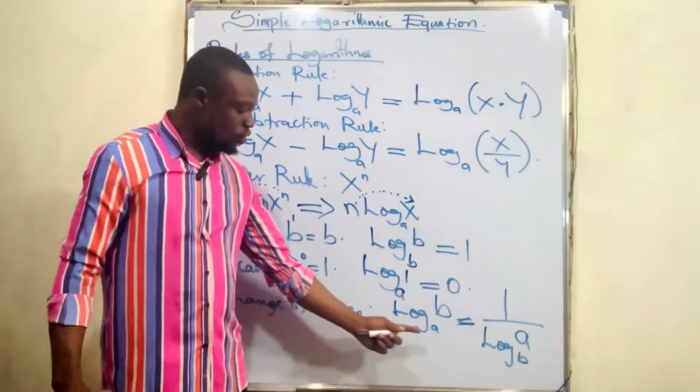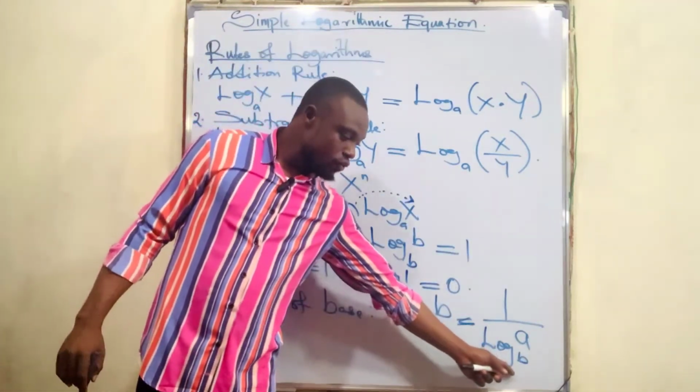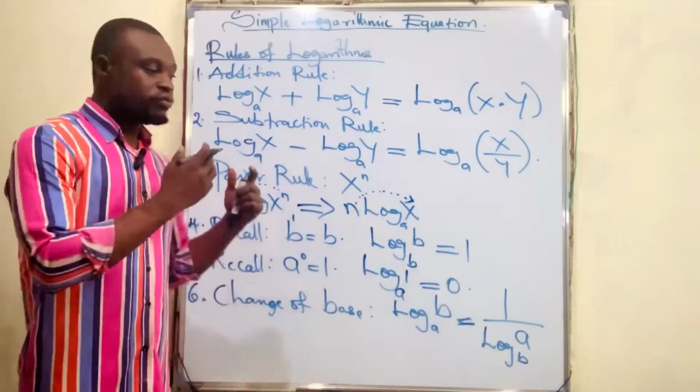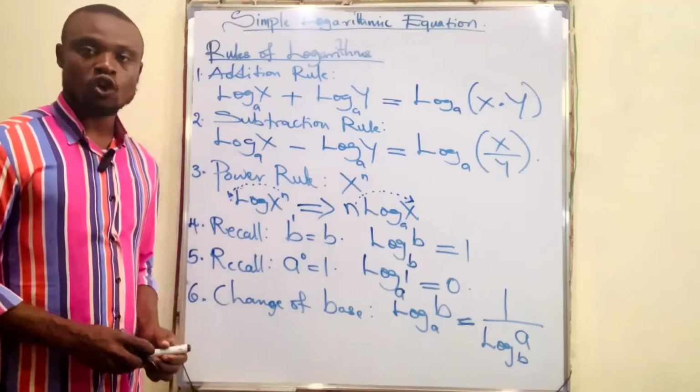So in this place we have base a, and down here we have base b, because we have 1 dividing all of them. So these are the basic rules of logarithm.